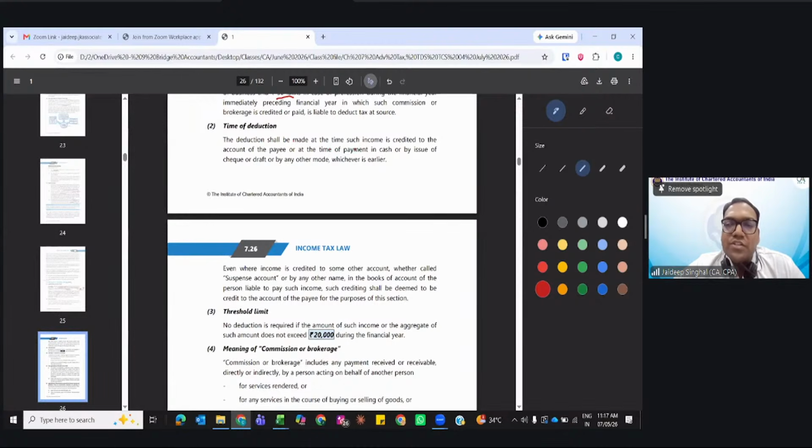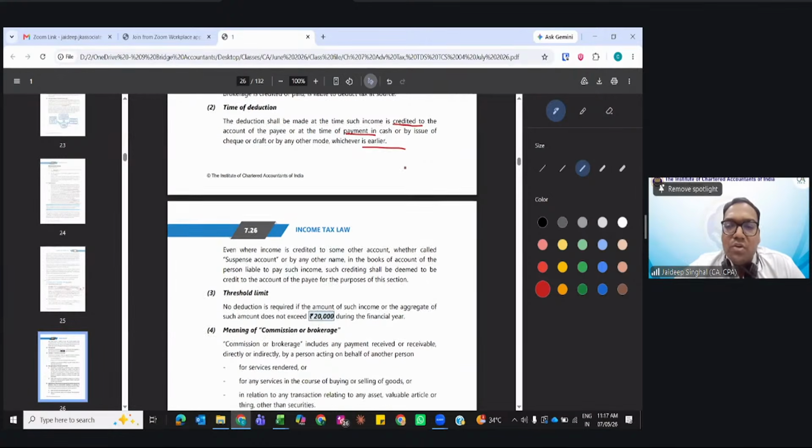Time of deduction: the deduction shall be made at the time income is credited or the payment is made, whichever is earlier, or to the suspense account.